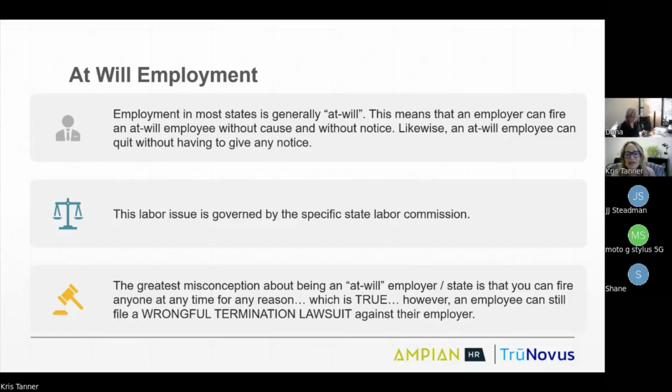Now that sounds scary, or maybe not what you expected in this at-will employment relationship, because it says, hey, I can terminate anyone at any time for any reason. You can still be sued for that. So that's what we're trying to affect.